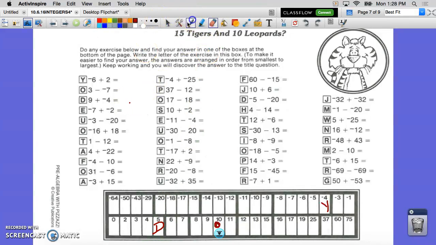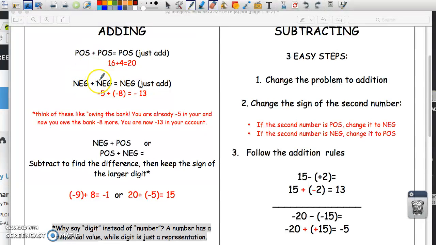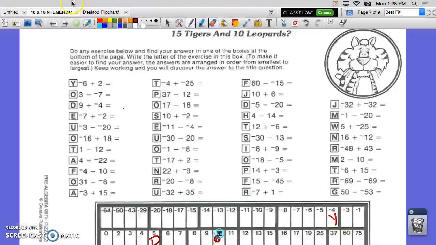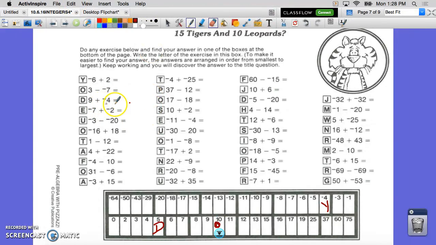Alrighty. Now, E, you have a negative plus a negative. Follow the rules. There's no reason for you to be getting these wrong. If you follow your rules, a negative plus a negative is a negative. Just add them. All right, here we go. 7, 8, 9. Negative 9. So letter E is going to be a negative 9.